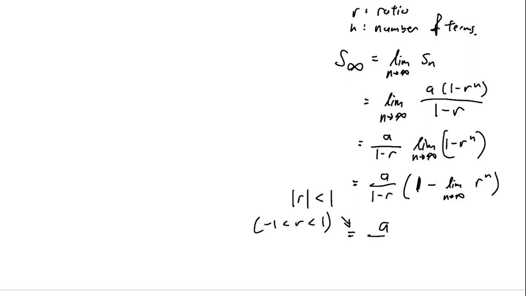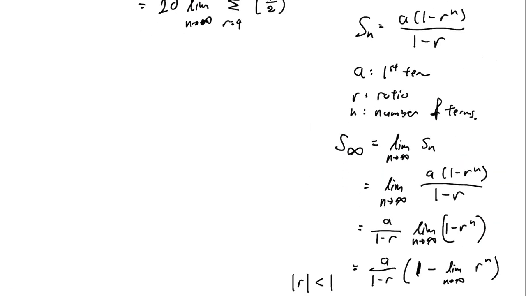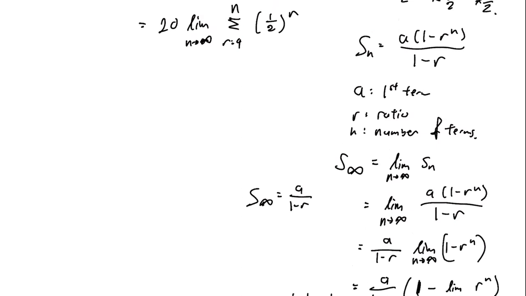So it means that it's a over 1 minus r multiplied by 1 minus 0. What's 1 minus 0? It's just 1. 1 times a over 1 minus r is a over 1 minus r. That's how you get the formula for S infinity. So the infinite geometric series S infinity will just be a over 1 minus r, the infinite sum.